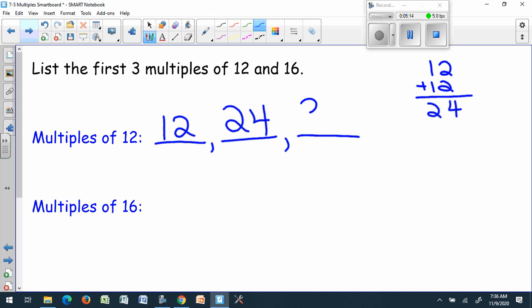Your third multiple is 36. Now, how about the first three for 16? Well, we know it's 16. 100% that is the first multiple. But let's say you didn't know the second number.